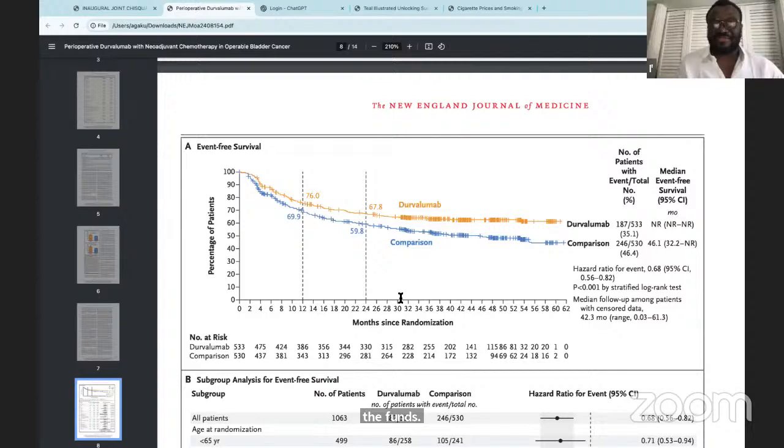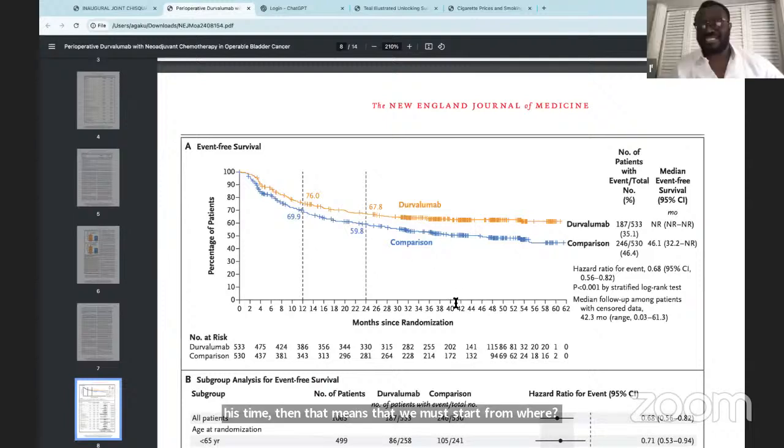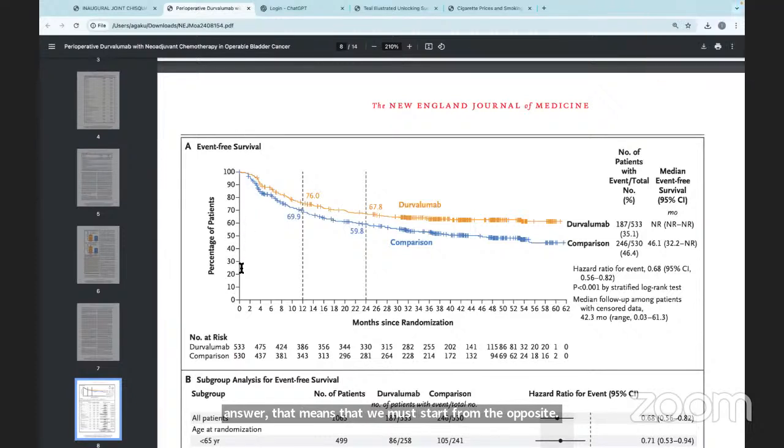If we want to land on time, then we must start from where? The Y-axis. Exactly. If we want to land on the X-axis eventually, which is the answer, that means we must start from the opposite, right? So since it's median, where on the Y-axis should we start? 50. Exactly. So we'll start from 50 here.